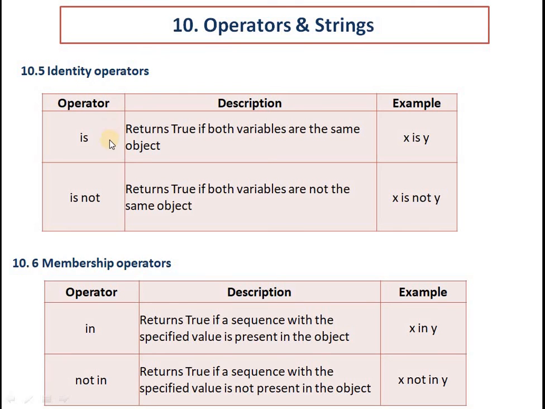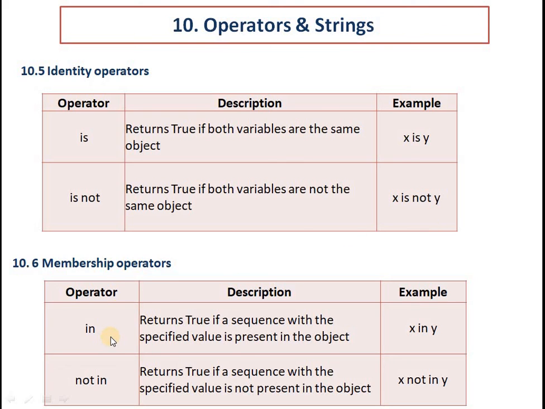Identity operator: it returns true if both variables have the same value. X is y. It checks whether the value of x is present in y. It will return true if the value of x is present in y, or else it will return false. Another operator is is not. It will return true if both variables are not the same object. X is not y. It checks whether the value of x is equivalent to y, whether the value of x is present in y. If it is present, it will display true, or else it will display false.